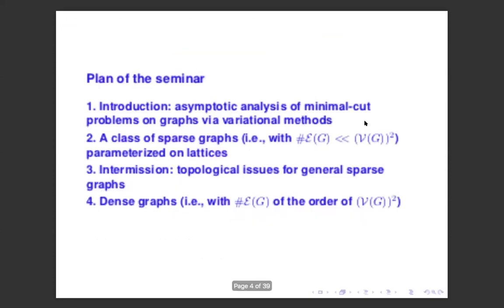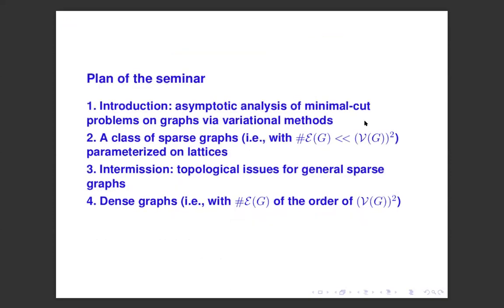So the plan of the seminar is the following. First, we embed these kinds of problems in a variational setting, and we talk about gamma convergence very briefly. Then we will see what happens for some class of lattice energies. So when the graphs are parts of a lattice, and in particular when they are sparse.